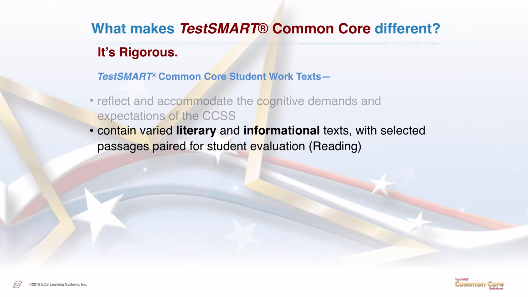Close reading texts contain varied literary and informational texts, with selected passages for paired student evaluation. Literary texts include fiction, poetry, and drama. Fiction may include fables, myths, folk tales, and adapted classics, as well as historical and contemporary stories. Informational texts include biographies and autobiographies, argumentative, persuasive, and expository selections. Argumentative selections present an argument from a specific point of view. Expository texts present interesting information from science, social studies, art, current events, and other curricular areas.